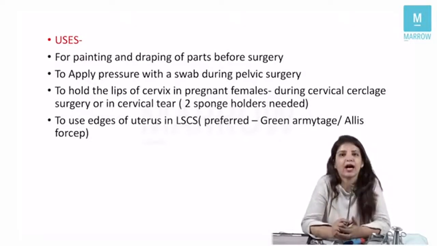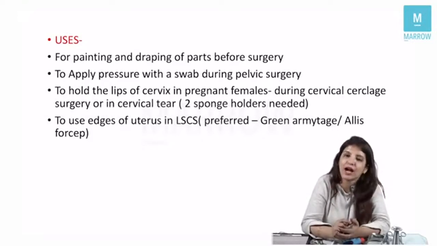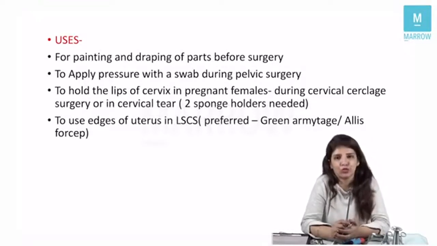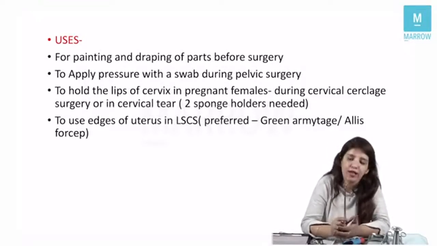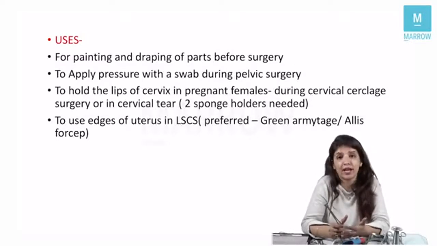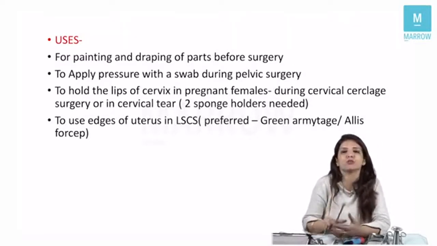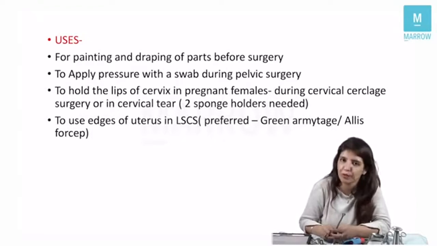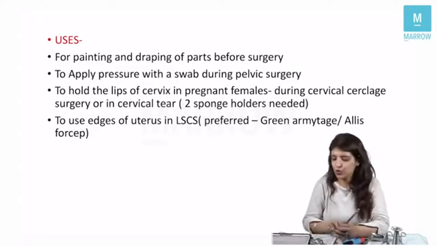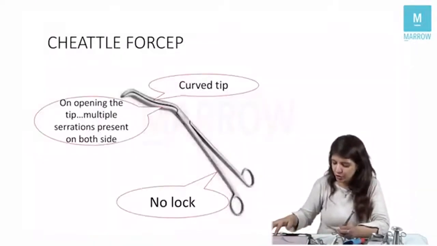See, this is not the ideal forceps for that use. The ideal forceps to hold the edges of the uterus is either a Green-Armytage forceps or an Allis forceps. But yes, if you have neither of them, which is highly unlikely, then you can use a sponge holding forceps also, right? So these were the uses of the sponge holding forceps.